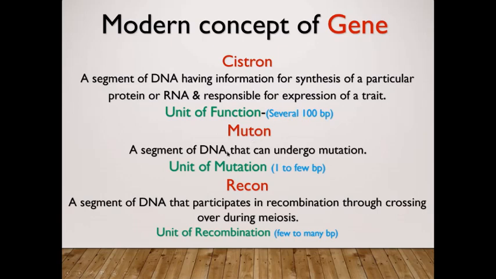Then muton, it is a segment of DNA that can undergo mutation, that is sudden heritable change. It is the unit of mutation. It is about 1 to a few base pairs. Then recon, it is a segment of DNA that participates in recombination through crossing over during meiosis. It is a unit of recombination. It is about a few to many base pairs.